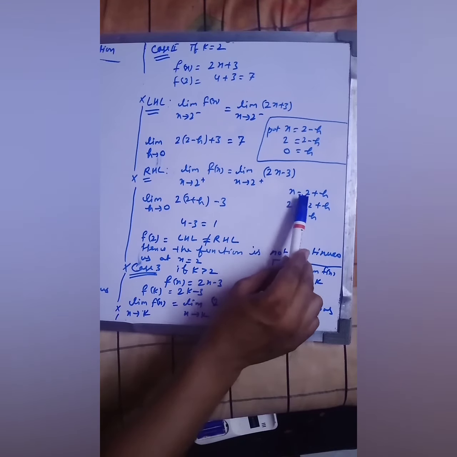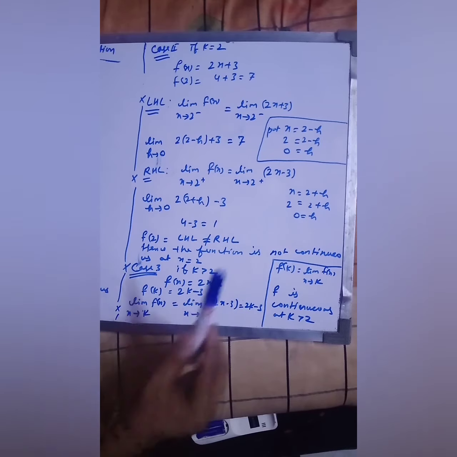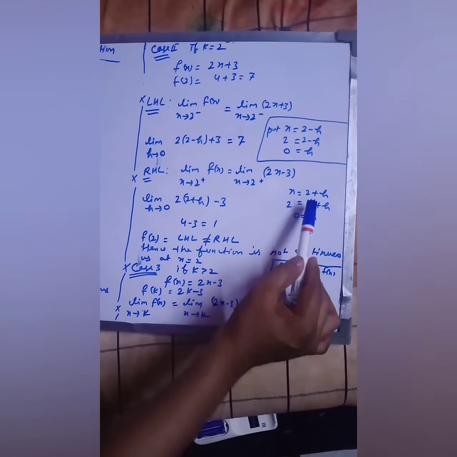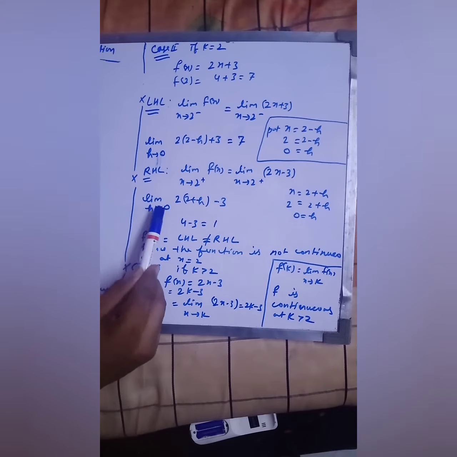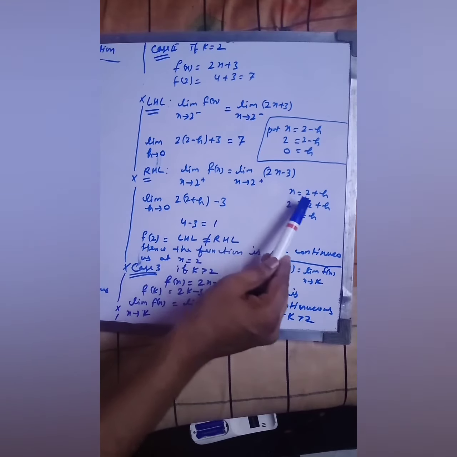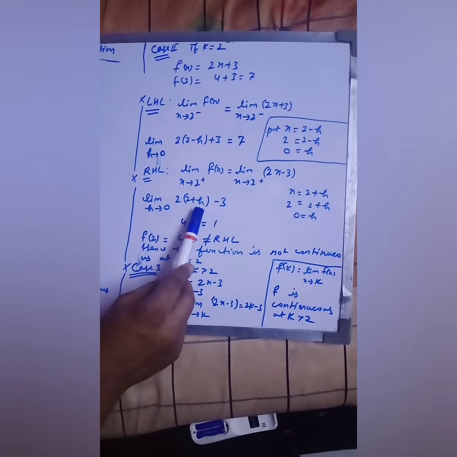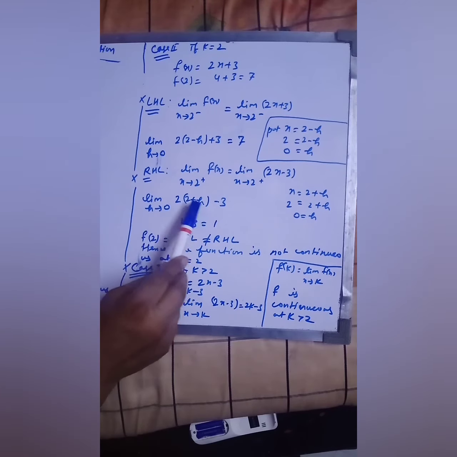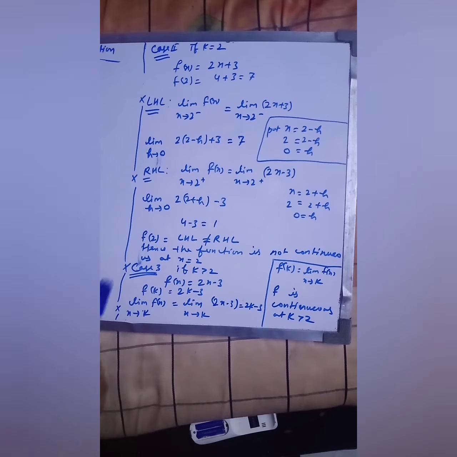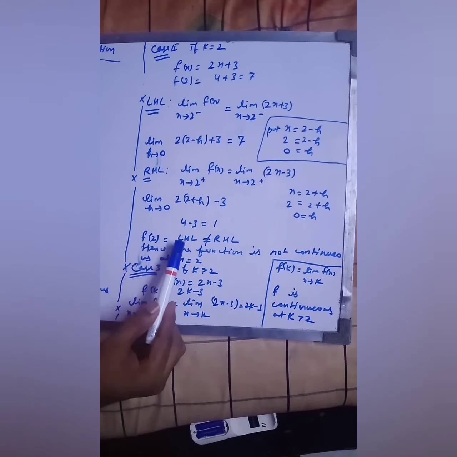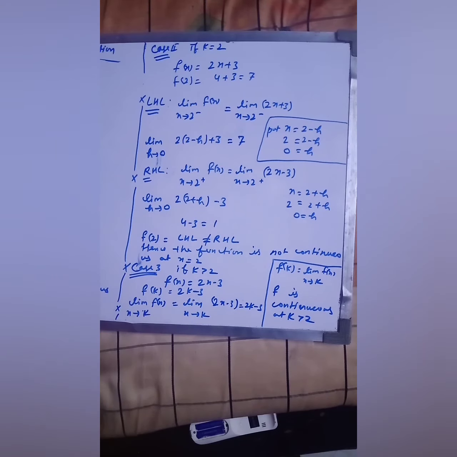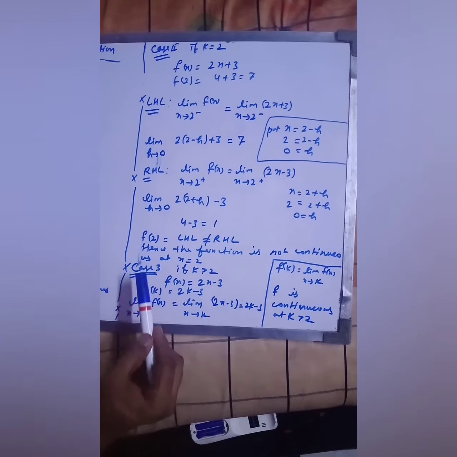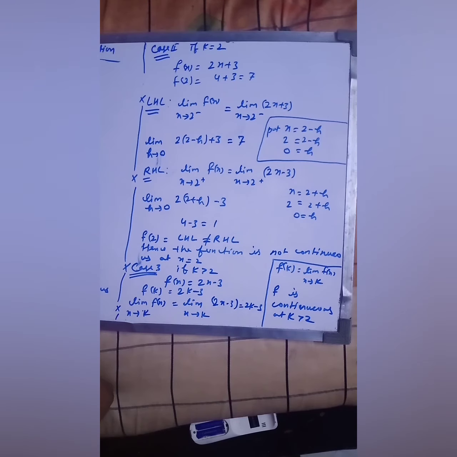Again your x would be 2 plus h here. Your x is 2 and your value of h would be 0. So limit x tends to 0 and you have to replace this x with 2 plus h. So I'm replacing it. And when you put h equals to 0 here, you will get 1. So as you can see, f(2) and LHL both are equal but not equal to RHL. So this function is not continuous at x equals to 2. It is discontinuous.